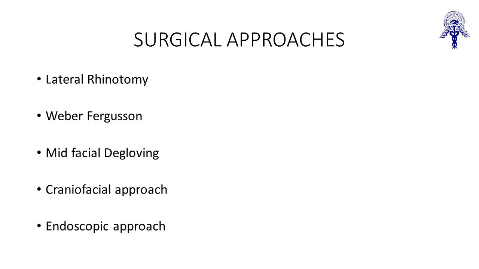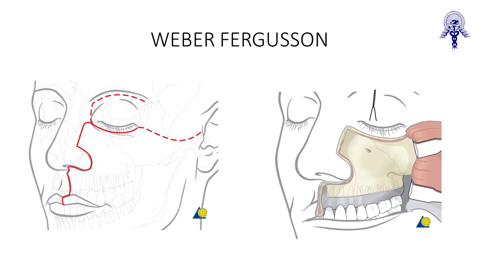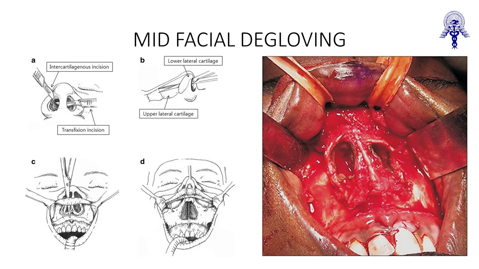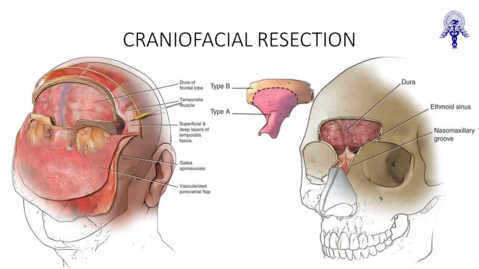Now what are the surgical approaches? We all know them. This is lateral rhinotomy. I am not going into details of the procedures. Lateral rhinotomy, Weber-Fergusson incision involving the orbit, involving the alveolus, mid-facial degloving approach, transfixation and intercartilaginous incision, and then taking up the soft tissue from the nose, craniofacial resection, type 1 to type 4. This is the anterior craniofacial resection where mainly ethmoidal tumors with cribriform plate involvement can be taken out with the help of a neurosurgeon.